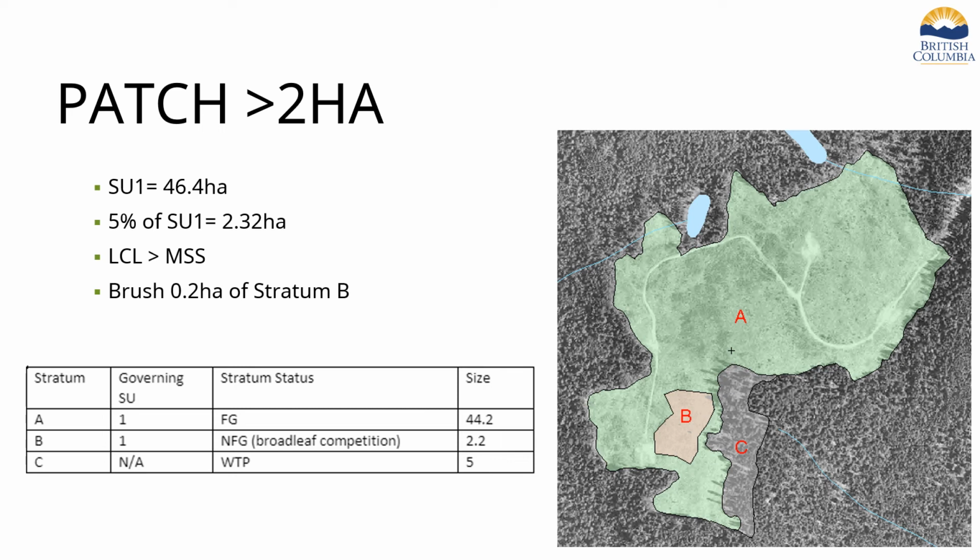Now, logistically, I fully recognize that brushing 0.2 hectares is annoying, but hopefully you can combine it with some other project in the area. For reporting, you would need to submit spatial and a silviculture and inventory label for both stratum A and B. You could determine the forest cover for B using any number of plots or a visual assessment.